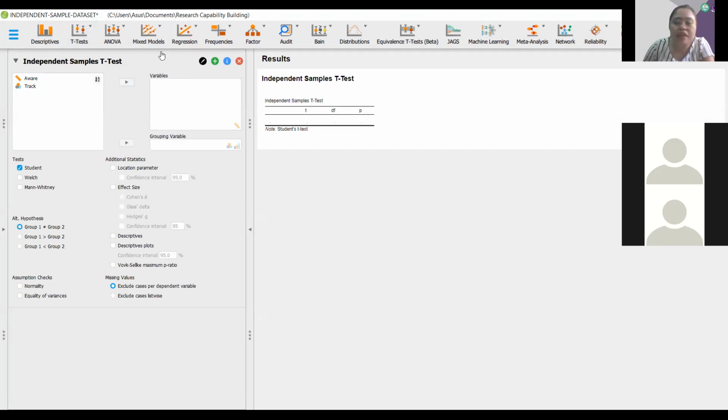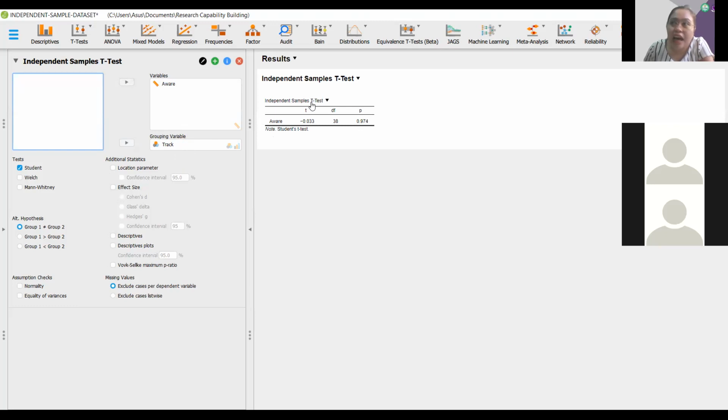So ano nga yung dependent variables? The outcome. So di ba ang outcome natin is awareness. You just place it there, and then yung grouping variable will be the independent variable. So you will also transfer it here, the track, yung male and female yon. And then just wait for the JASP to compute. Now, ito yung ibibigay niya.